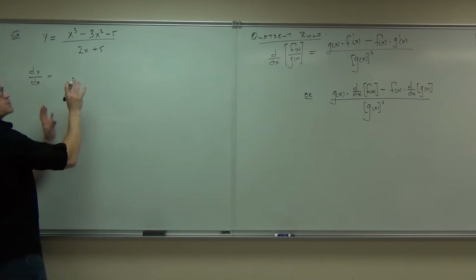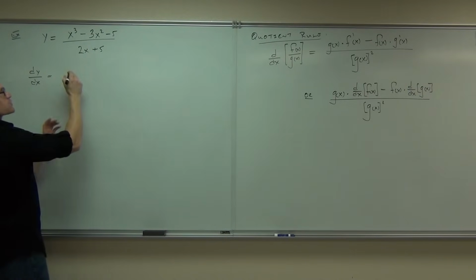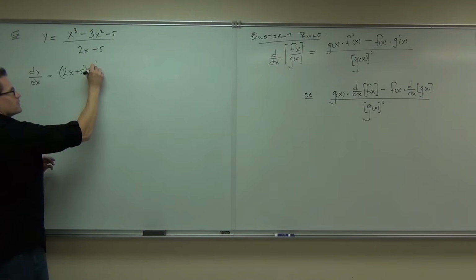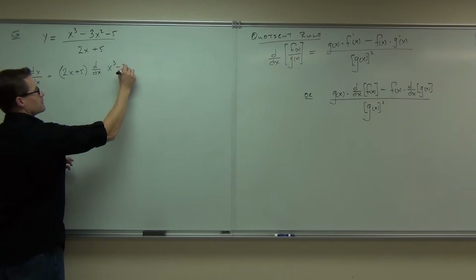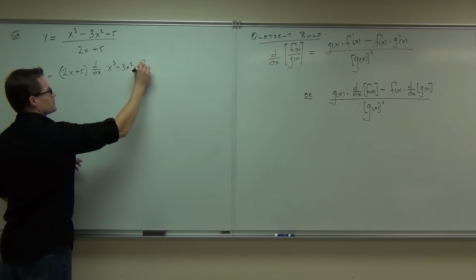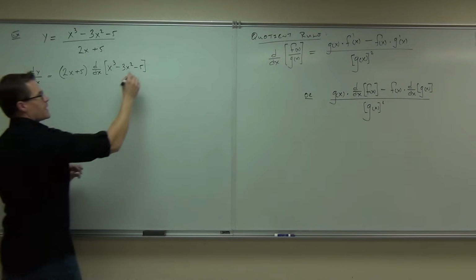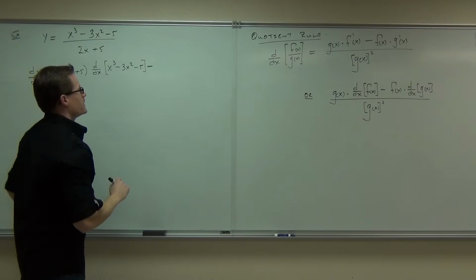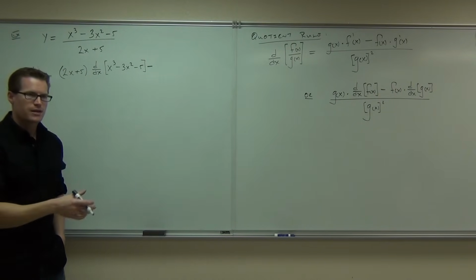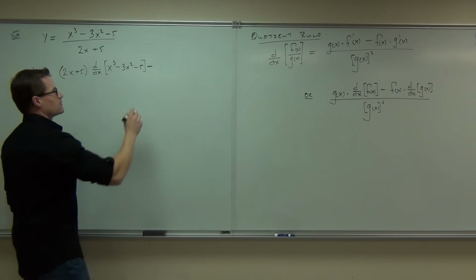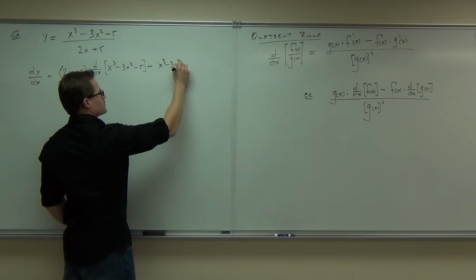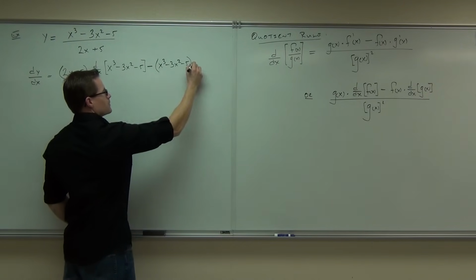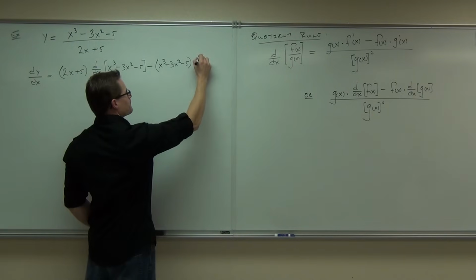So we take the g of x, in that case, this is the bottom function, the 2x plus 5. The low, the d, the high. Low d high minus the high, what's our high again? And then the d low.